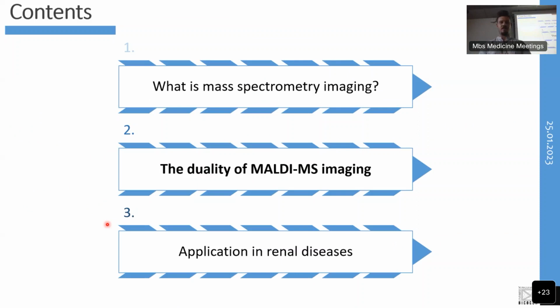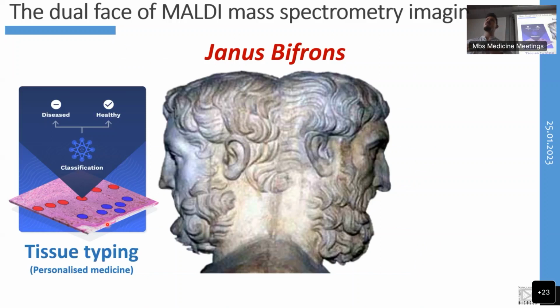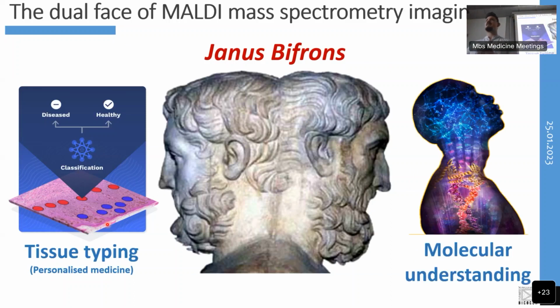When I think of the possible uses of this technology, I think of Janus Bifrons, the Roman deity who has two faces. That's because I think there are two uses of this type of technology. The first is tissue typing: using this approach to detect molecularly distinct regions of tissue that we can then correlate with clinical endpoints. But at the same time, we can also use it in a slightly different way for molecular understanding. There is a little bit of an overlap between the two, but we'll see the difference between them afterwards.